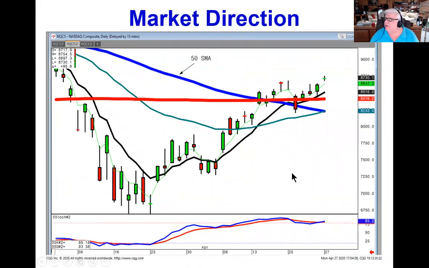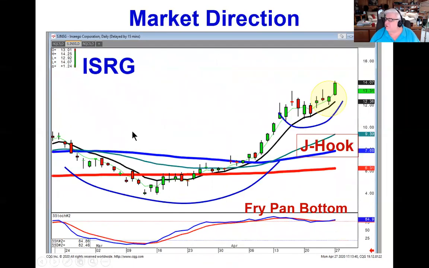That same analysis has been applied to the NASDAQ, where when it came back up doing a J-hook pattern, not only is the NASDAQ staying above the 50 and the 200, but you can see how the T-line's been acting as support this whole way up. There's some very powerful trade setups.